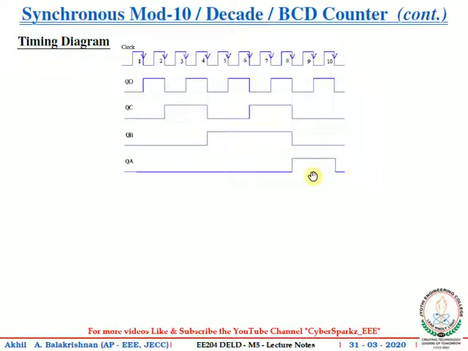Also, observing the frequency of the MSB timing diagram, we can see that the frequency is 1/10th of the clock frequency, as expected in a mode 10 counter. So I hope with this explanation and simulations you are familiar with the concept of a mode 10 or decade or a BCD counter.